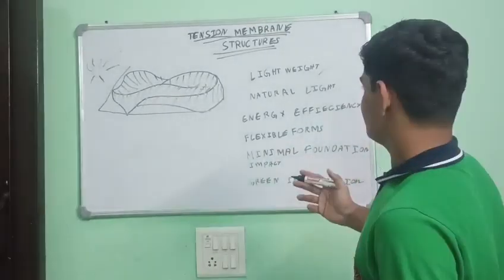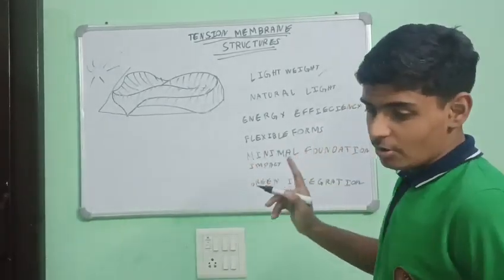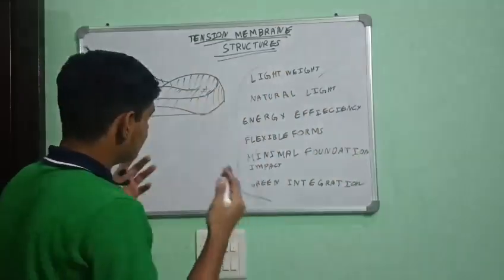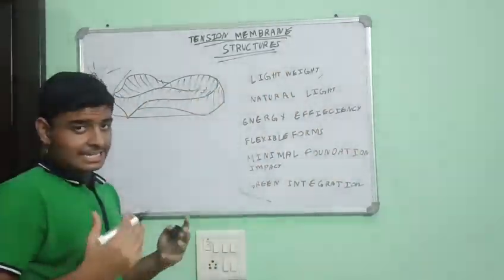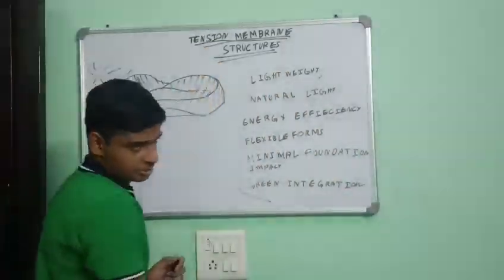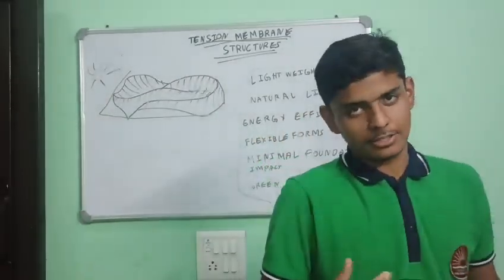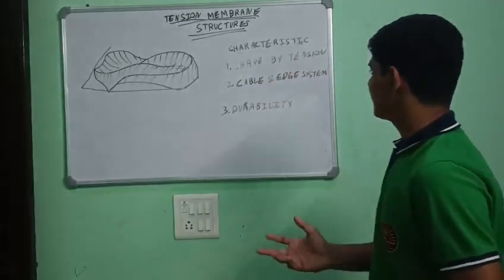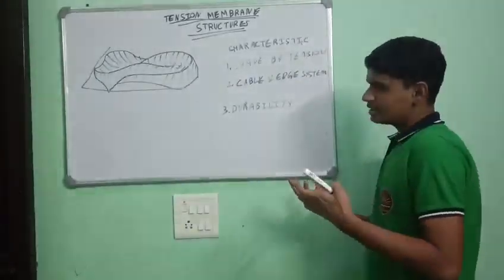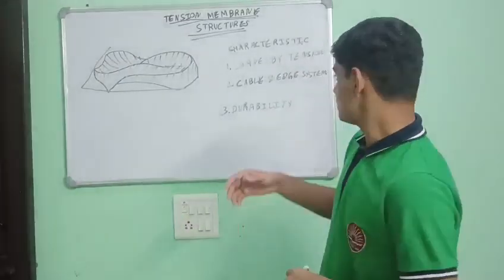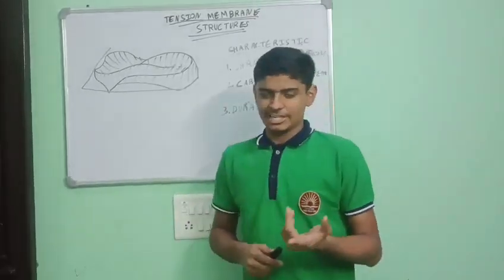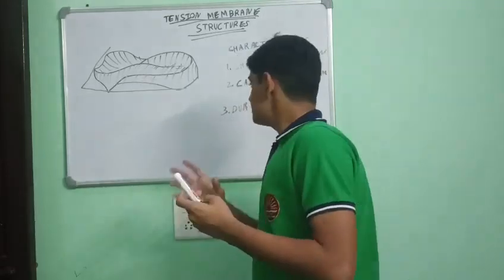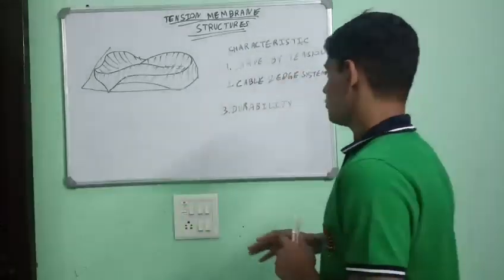So these are the major characteristics, and now we would dive into a more detailed explanation of these tension membrane structures. So that's how we give it. Now we are going to talk about its characteristics. It majorly comprises three characteristics. The first is shape, designed by tension. So what is the shape? Its shape is designed by tension. So what does it mean?